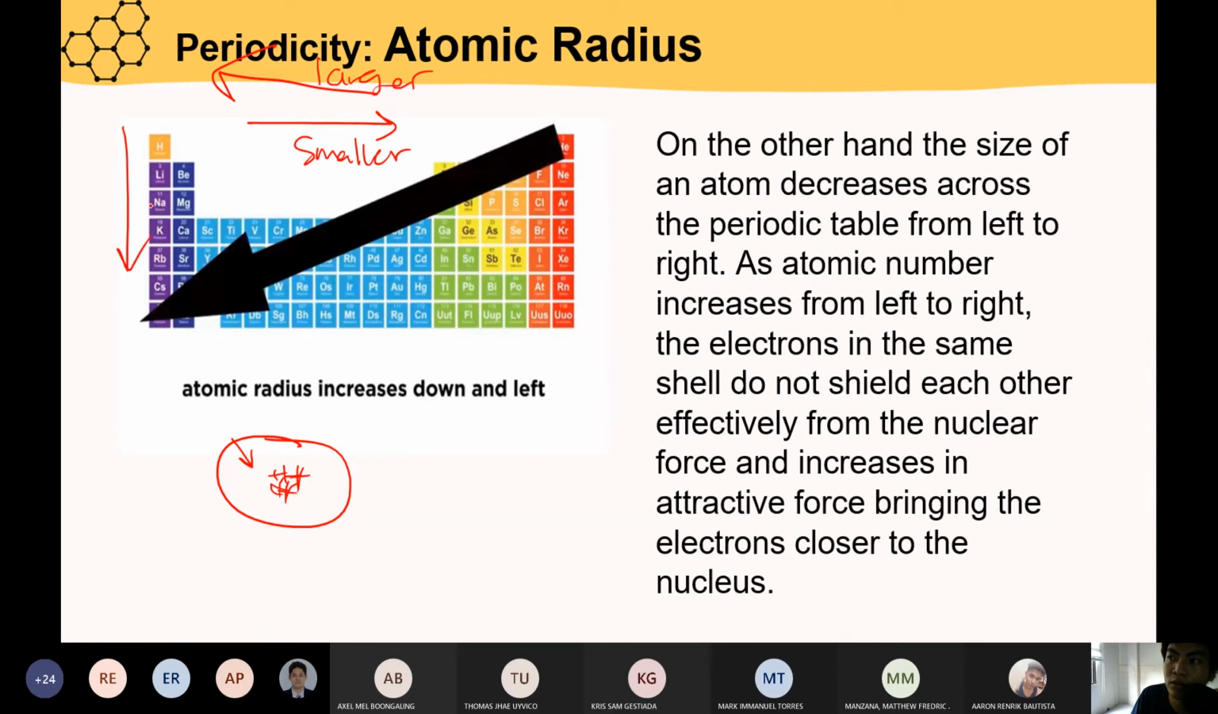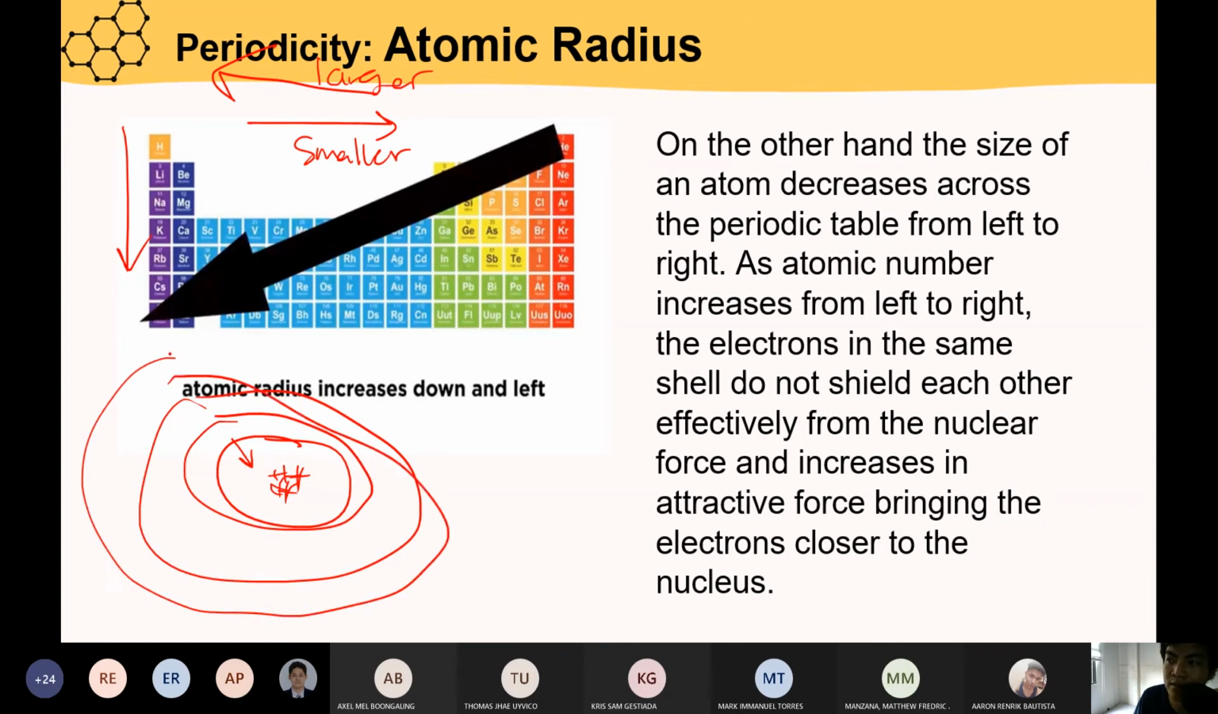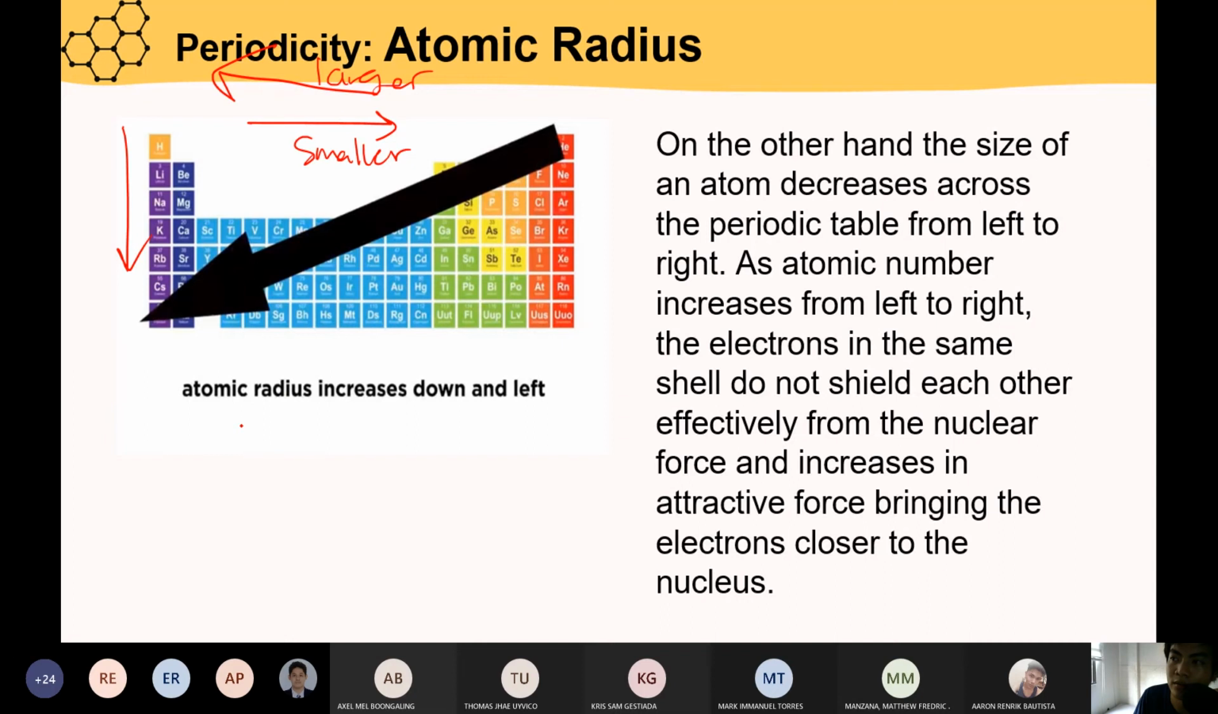Top to bottom, ano namang ganap dito? Ayun, dumadami kasi yung orbit as you go down. The orbit increases. So that's why as you go down the periodic table, lumalaki talaga siya. Pero across the period, same orbit lang yan. So if you increase the number of protons, it really shrinks. So that's the analogy why the trend is this. It gets larger as you go to the left, and it gets larger as you go down the periodic table.